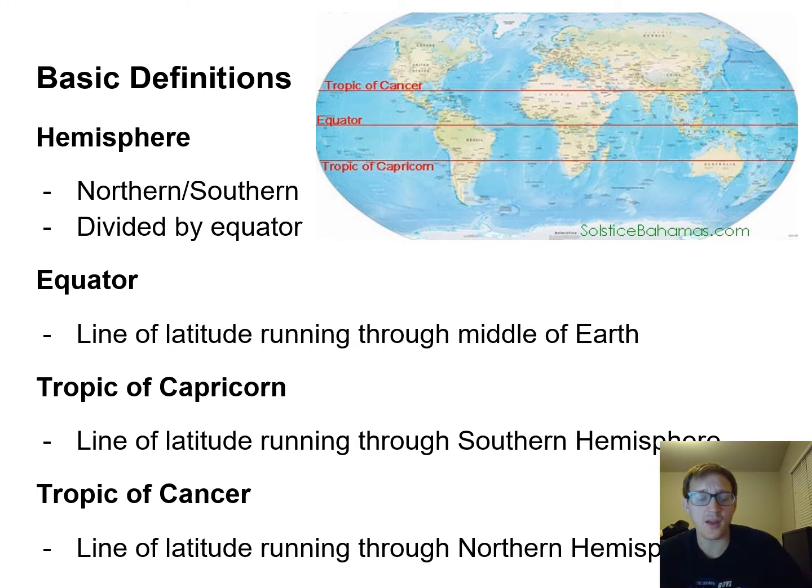The Tropic of Capricorn is the line of latitude running directly through the southern hemisphere, and the Tropic of Cancer is the one that runs through the northern hemisphere. As far as what these determine, we'll talk later about how they are affected by seasons and why they get the names that they do.